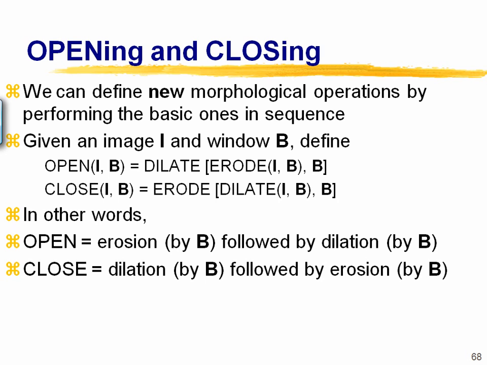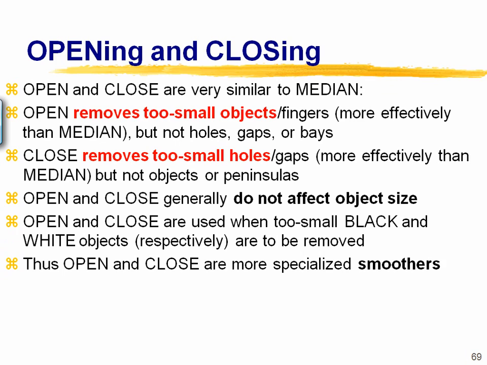Now, when we do these kind of operations, these have properties that are very similar to a median operation. Okay? So, if they are very similar to a median operation, why define them? Why not just use a median?